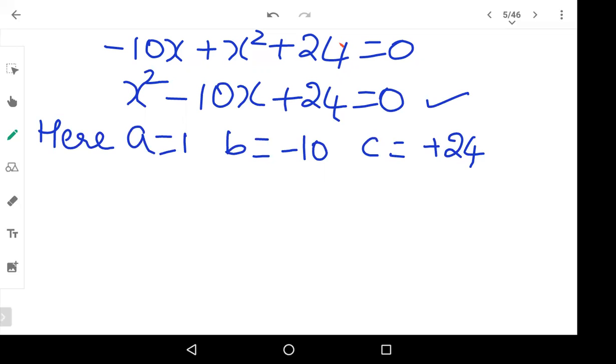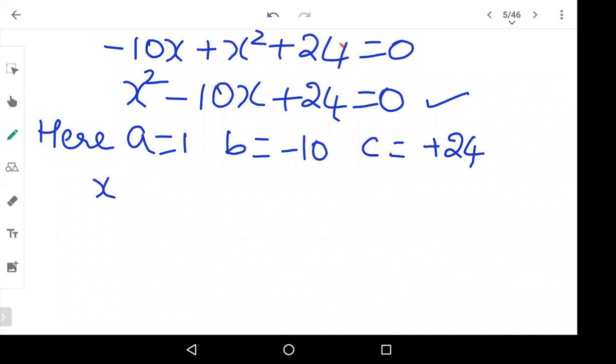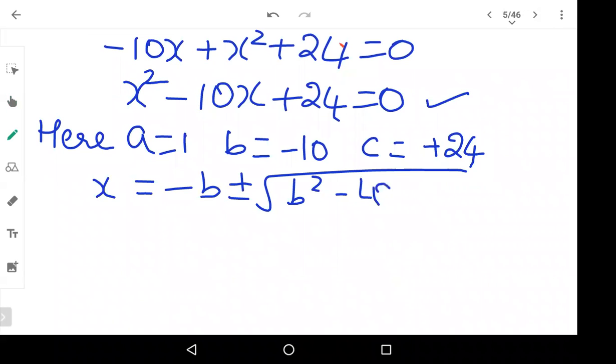This part I took as 10 minus x because 10 is bigger than the second number. So that is why I have taken first 10 and then the smaller second number. Okay. Now find the numbers. x is equal to 6, x is equal to 4. Very good. So you'll have minus b plus or minus square root of b square minus 4ac divided by 2a.